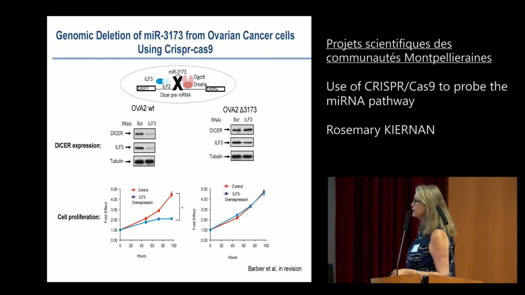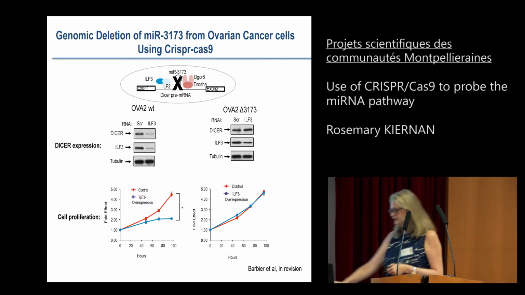Again, if we look at the proliferation of these ovarian cancer cells, we see that when we overexpress ILF3, that slows down the growth of these cells, which is good because they're an ovarian cancer cell line. Whereas when we've deleted the region corresponding to the microRNA, we lose the ability of this factor to control DICER expression. So that helps us prove the model that we developed using many other techniques.